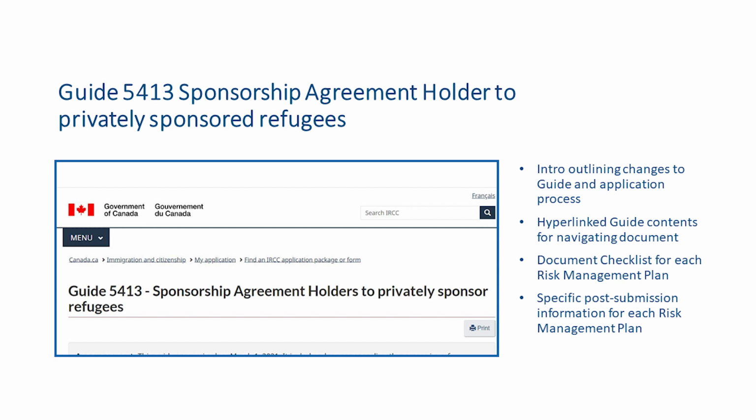If a case, let's say for Plan B and C, is selected for pre-arrival verifications, ROCO will contact the SAH to request an updated settlement plan and proof of funds and will provide them with 30 days to respond. So this is how they're going to reach out for pre-arrival verification.